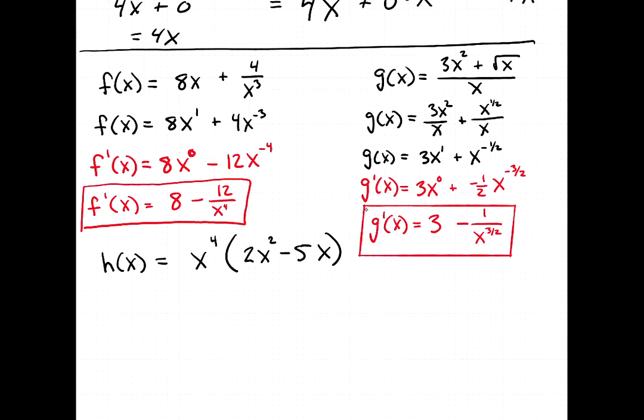And so finally, h of x. Again, we have a product here, so we can't just ignore the parentheses and take the derivative of x to the 4th. It doesn't work that way. We need individual terms where each term looks like a multiple of x to a power. So what we can do is multiply through the x to the 4th. So h of x would be x to the 4th times 2x to the 2nd, so that's 2x to the 6th power, minus x to the fourth times the 5x, so that's a minus 5x to the fifth power.